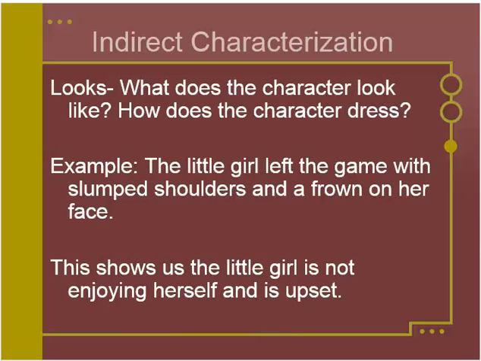Looks. What does the character look like and how does the character dress? And again, the author is going to help us with this information. This example sentence says, "The little girl left the game with her slumped shoulders and a frown on her face." Well, because we know how she looks and we can picture that in our minds, we know that the little girl is not enjoying herself and she is upset.